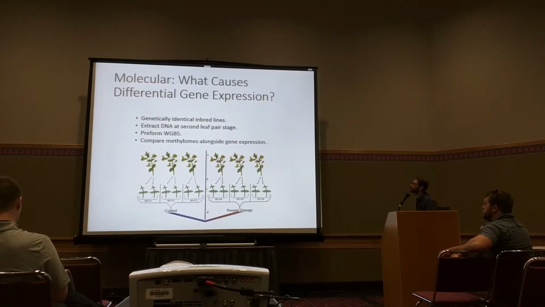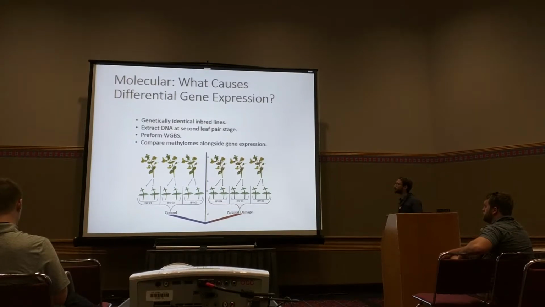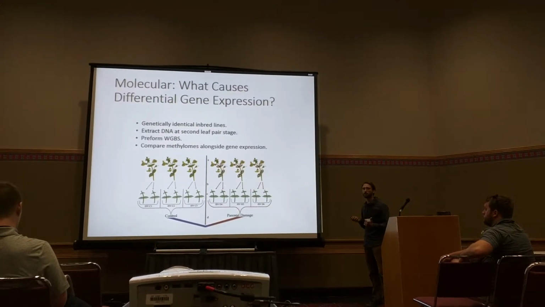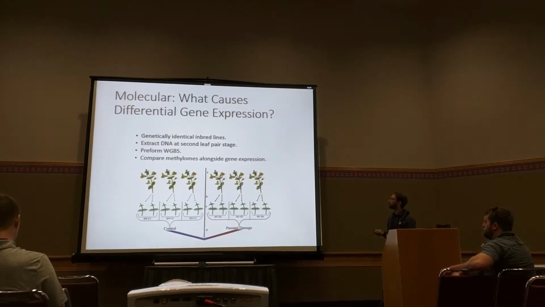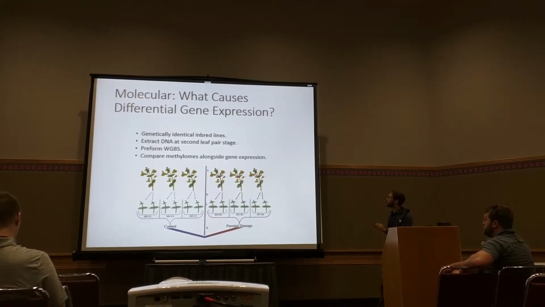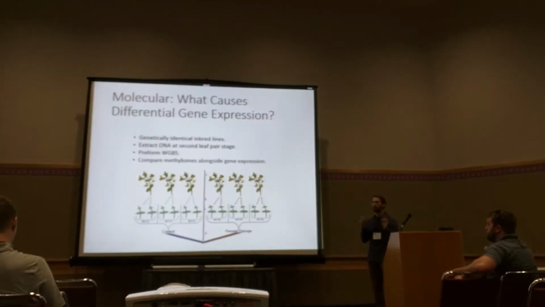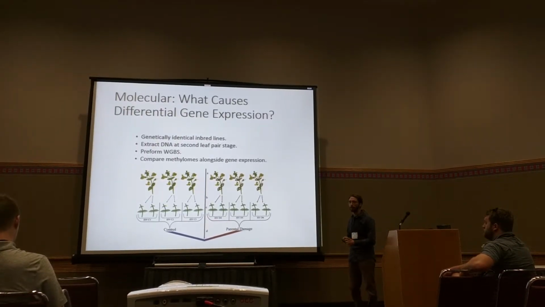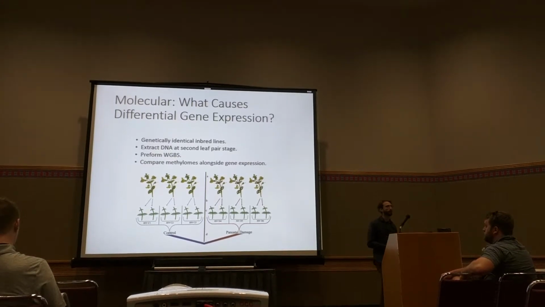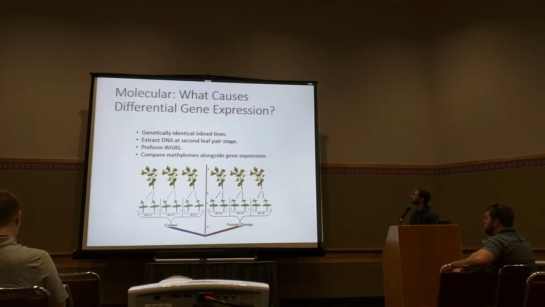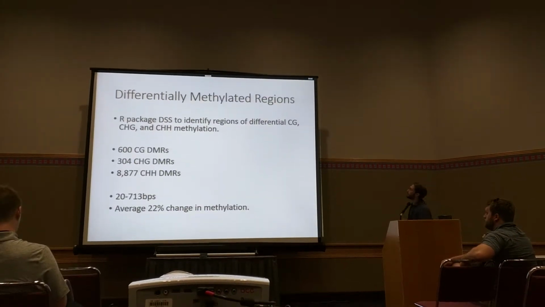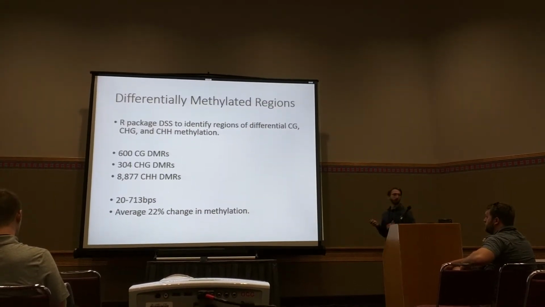And so what causes differential gene expression? So we use the same design that we used for the differential gene expression study. Inbred lines, genetically identical, either wounded them, 3 individuals, or did not wound them, grew up the next generation at the second leaf pair stage, collected tissue, extracted DNA, sequenced the methylomes, and then compared the methylation patterns across these 2 different groups.